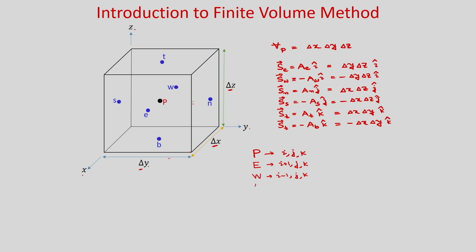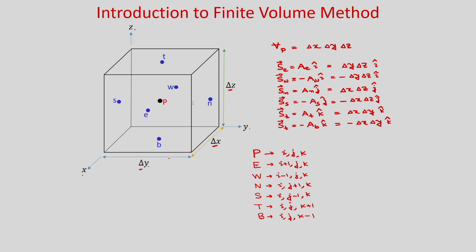So now north will be i, j+1, k; south will be i, j-1, k; then top and bottom: top will be just i, j, k+1 and bottom will be i, j, k-1, okay. So in the finite volume method, generally we write the discretized equation in 2 dimensions up to south.